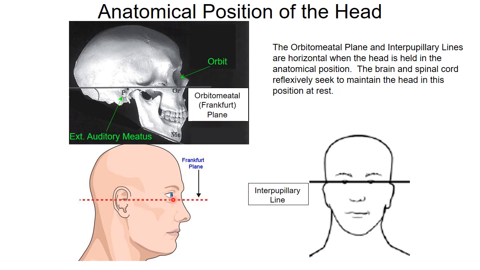That plane, that's going to pass through the inferior margin of the orbit, right underneath the eye, and the superior margin, the external auditory meatus, this thing will be horizontal. Now, looking at this in the coronal plane, this is pretty straightforward. This is referred to as interpupillary line right there, a line that passes through both pupils of the eyes, and that line also should be horizontal as well. That's more straightforward and obvious. And so this is the anatomical position of the head. Both of these planes should be horizontal.